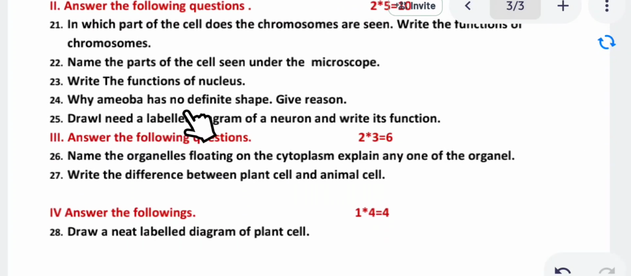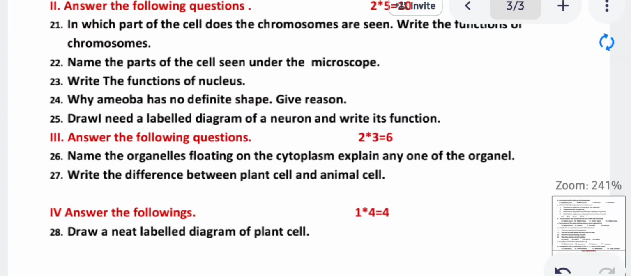Why does the amoeba have no definite shape? We know that amoeba does not have a definite shape. We have to give the reason, because amoeba does not have a locomotor organ. It has pseudopodia. By that pseudopodia, amoeba will move any part of the body. So it does not have a definite shape, that we have to write here. We have to draw a neat labeled diagram of a neuron, and we have to write the function of it.